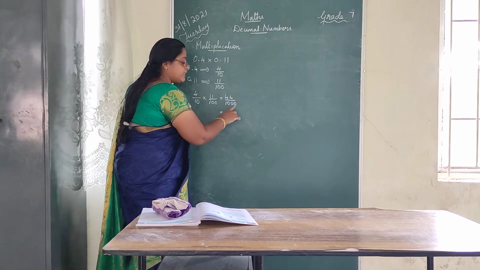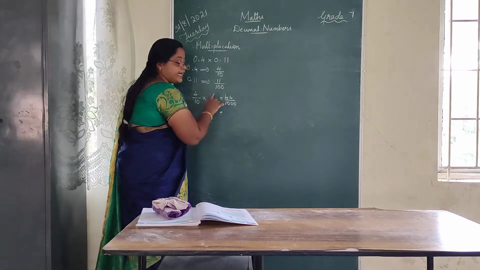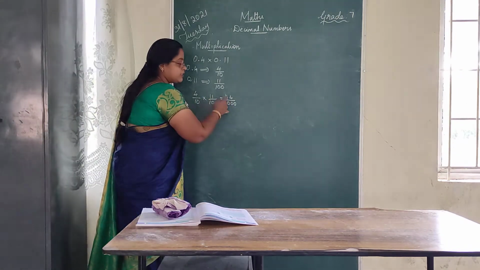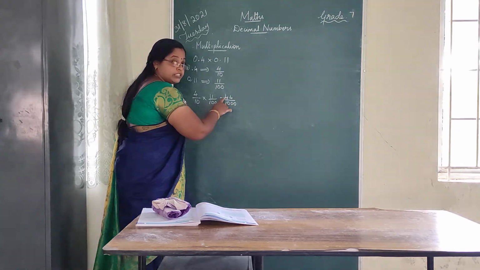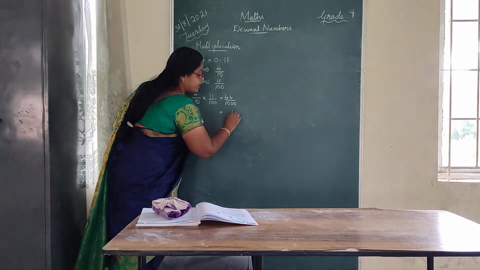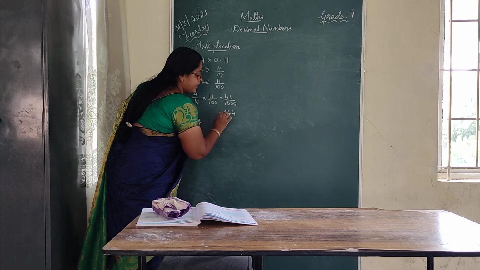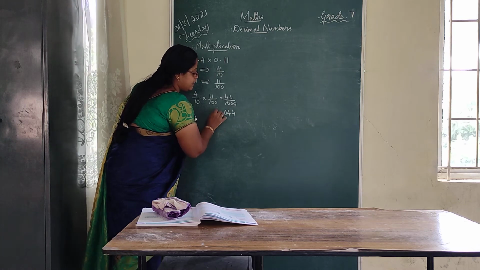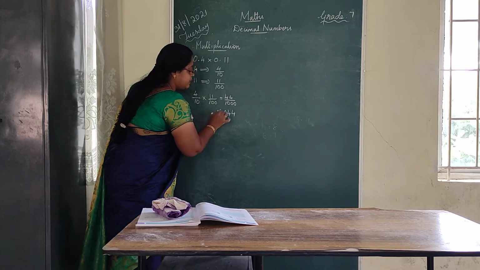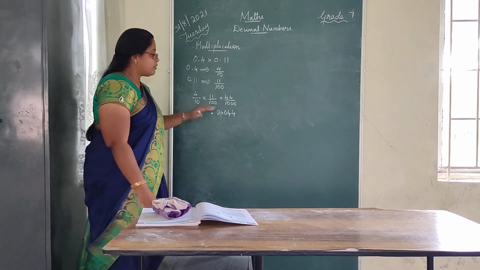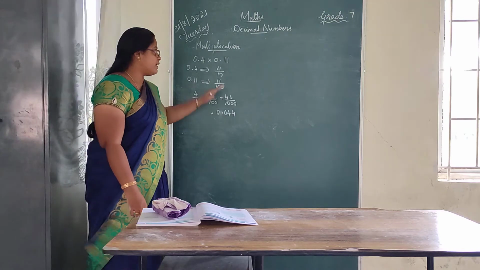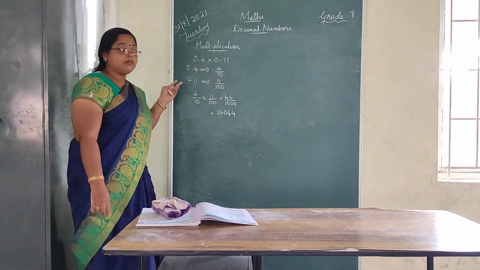Here there are 3 zeros, so we have to leave 3 decimal places. So from right to left we have to leave the places. So 1, 2, one more digit we need, put the 0. So 1, 2, 3. So what is the answer? 0.044. Do you understand this? Yes. So we are going to check that we get the same answer in ordinary multiplication.